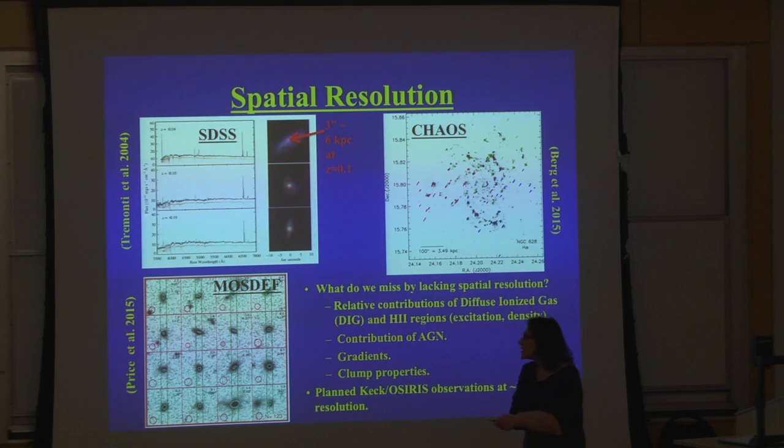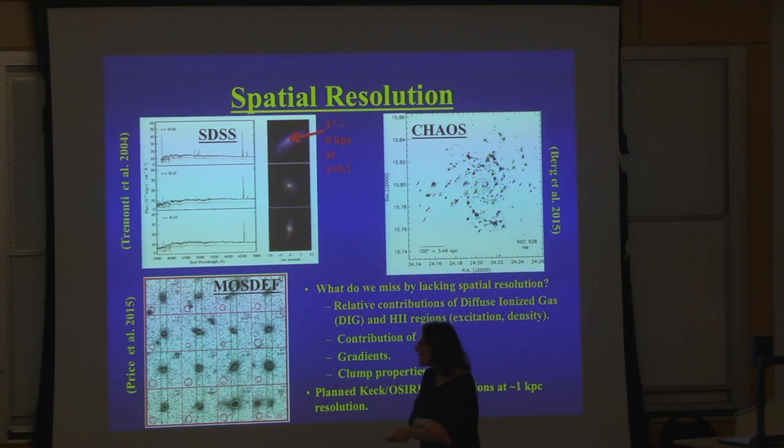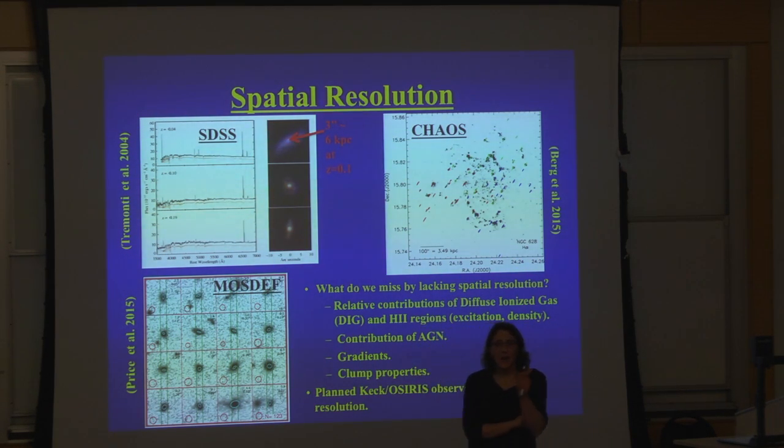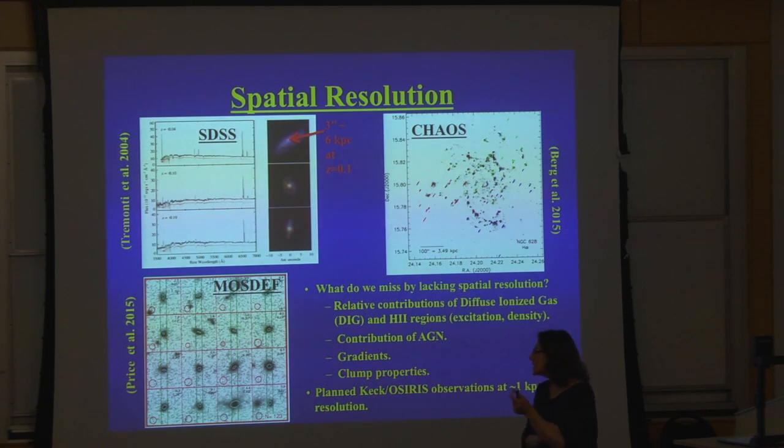So remember I showed you these plots of the Sloan Digital Sky Survey and MOSDEF and what it means when you get a spectrum of a whole galaxy. And so the question is, what do we miss when we get one spectrum of a galaxy and we don't have any spatial resolution, okay, as opposed to this image from the CHAOS survey where they're putting slits on all these individual star-forming regions and really getting a detailed view of the individual subregions of the galaxy.